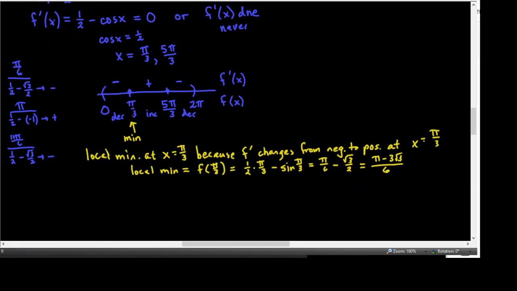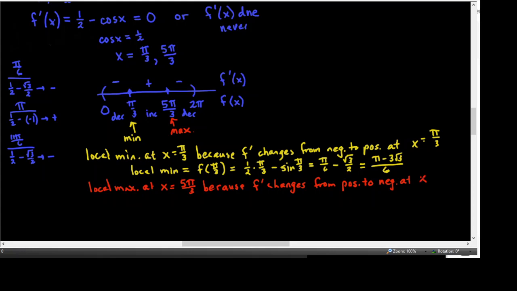Okay, then because f prime changes from positive to negative at 5 pi over 3, that means that we have a local maximum there. So say all of that in words. There's a local maximum at x equals 5 pi over 3, because f prime changes from positive to negative at x equals 5 pi over 3.